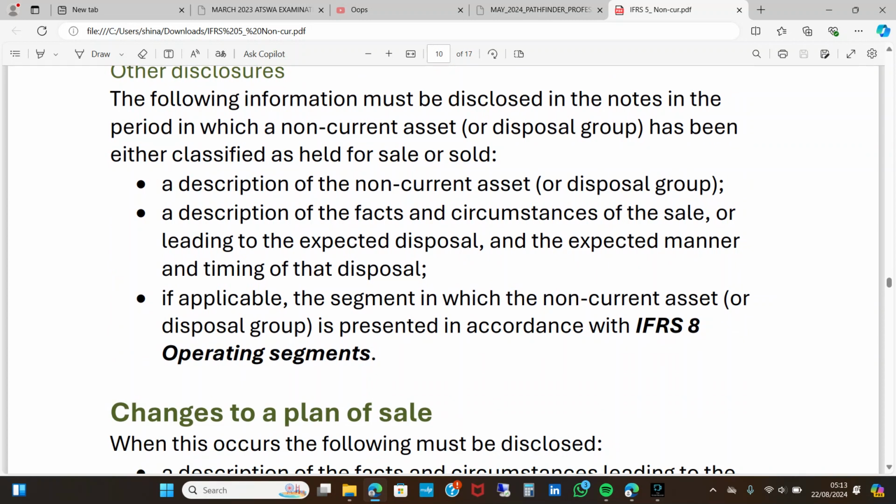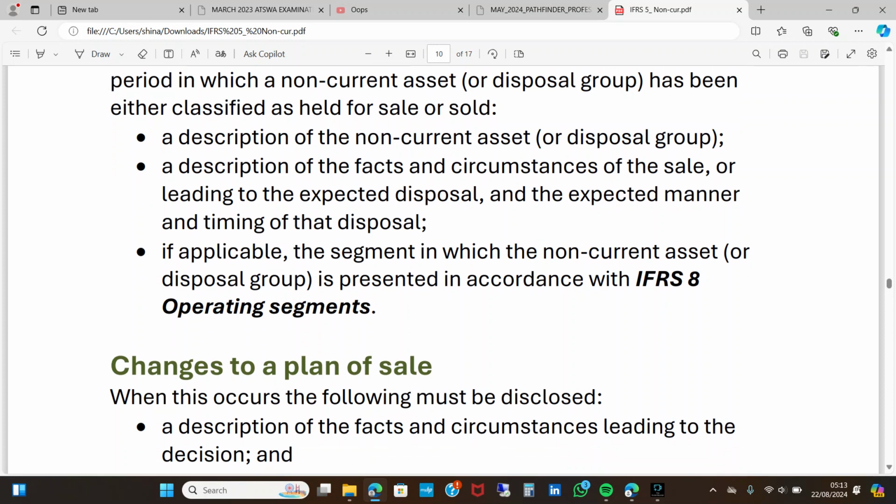It says now, the following information must be disclosed in the notes in the period in which a non-current asset or disposal group has been classified as held for sale.